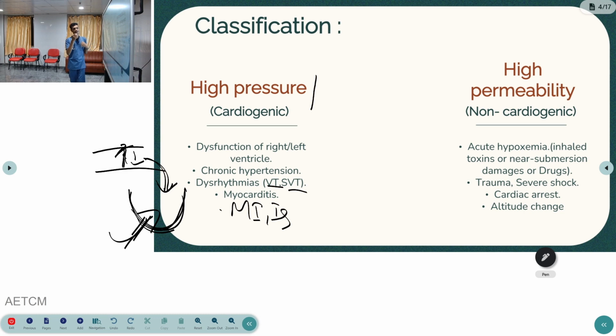So causes like acute hypoxemia due to an inhaled toxin, submersion injuries, drugs or trauma, severe shock, cardiac arrest, altitude change. Because from high altitude to low altitude, if the person is traveling suddenly, that will cause the shift of fluid from the capillaries to the alveoli.